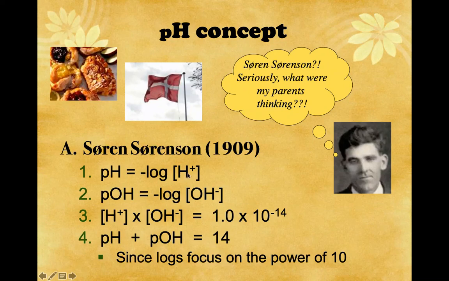If I know the H plus concentration, the molarity of my H plus, I can calculate the pH by taking the negative log of this number. Or I could do the opposite function: if I know the pH, I can calculate how many moles per liter of acid I have. So these are equations we can actually use.